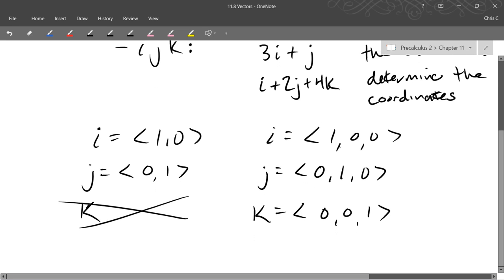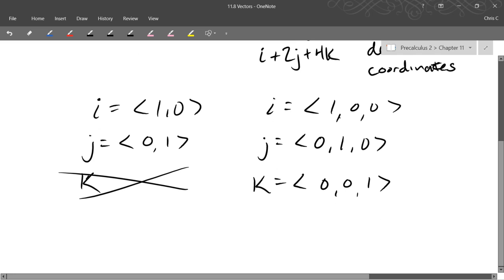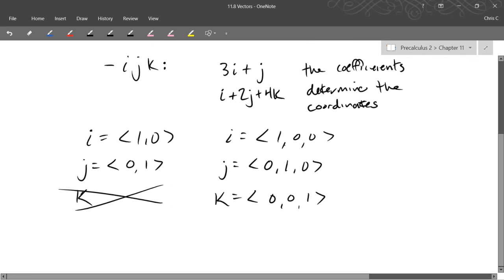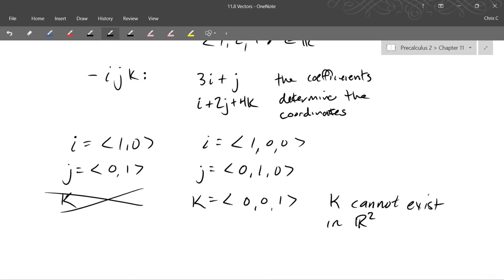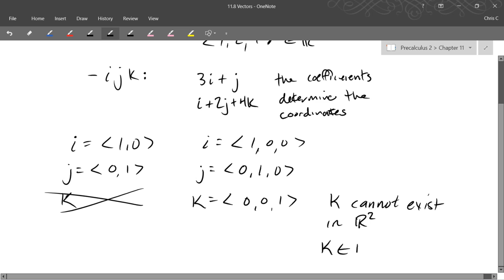So you can think of I, J, and K as the vectors that go in the X, Y, and then in the Z direction. So they point basically straight down the axis. And K cannot exist in R2 because it is using the third coordinate, so it wouldn't make sense to write it in R2. K only exists in R3.